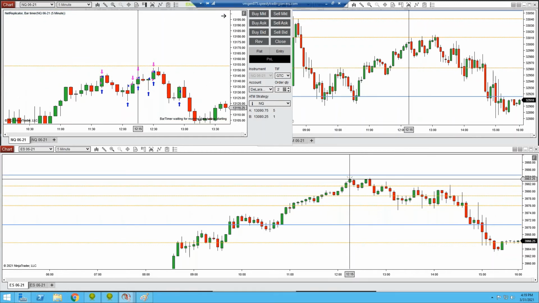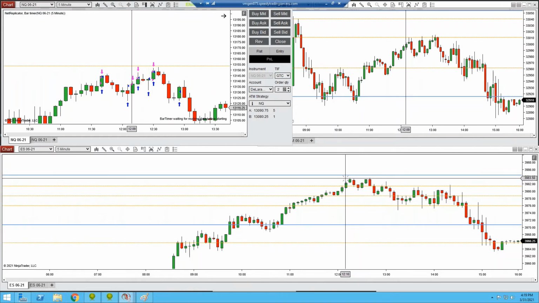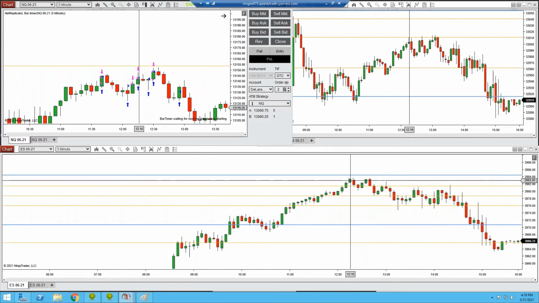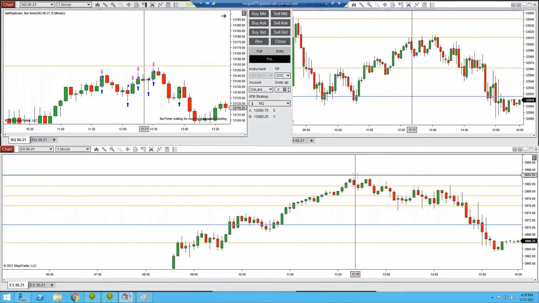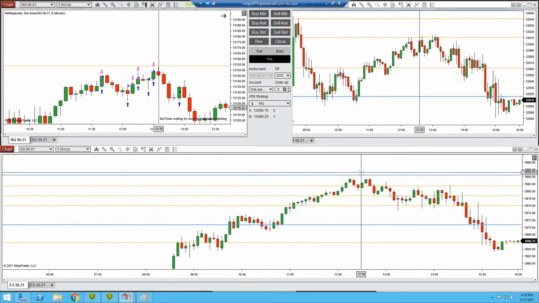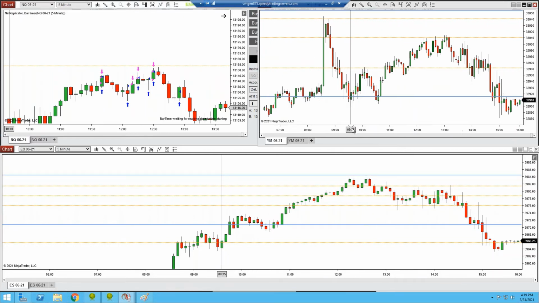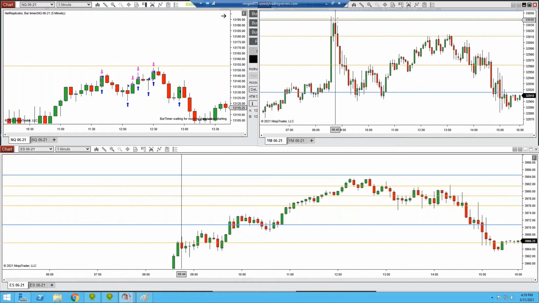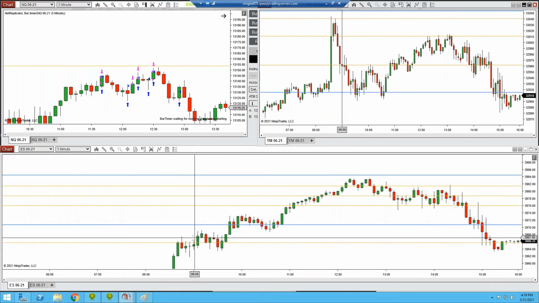Where both NQ and ES right here are trying to hit a new prediction point and they're just missing it. So knowing that this is the next target and we can't reach it twice, we've kind of run out of steam on ES. And in the meantime, the Dow has hit up here a high much earlier in the day than ES did, way back over here.